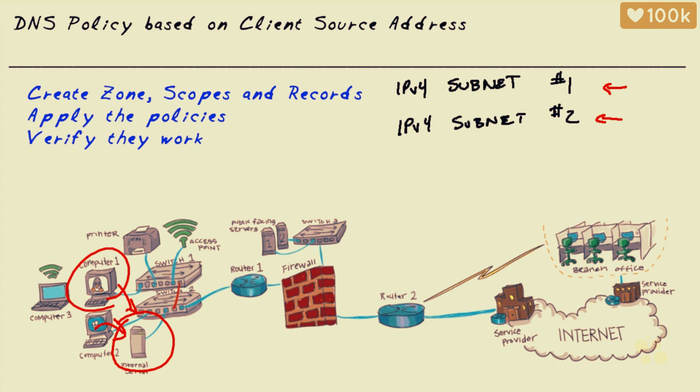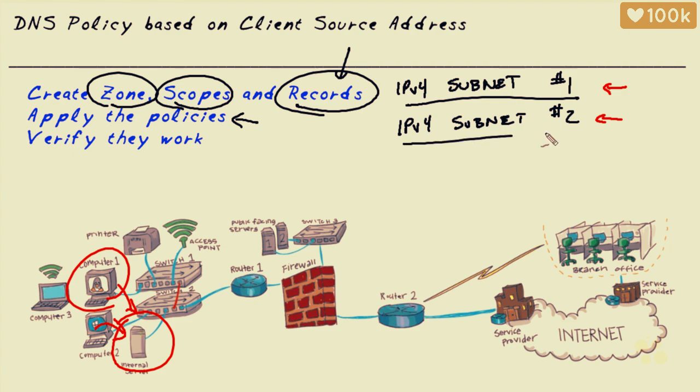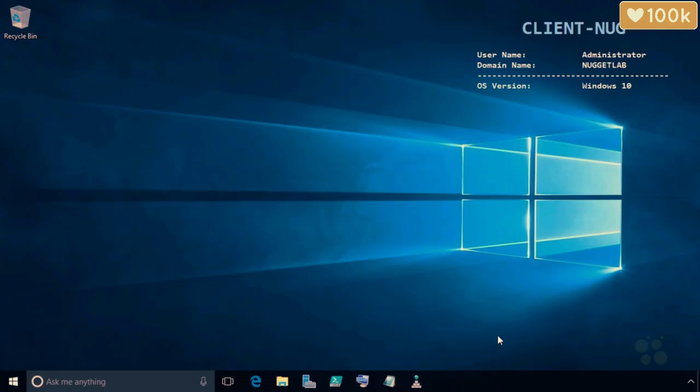So what we'll do is we'll create a brand new zone just for the purpose of the demonstration. We'll create a couple of scopes in that zone. We'll create records with the same name but a different IP address. And then we'll go ahead and apply those policies. It'll actually be two policies, one for traffic coming in from subnet 1 and another policy for traffic coming in from subnet 2. For our hands-on lab, we're going to start here on the Windows 10 client.